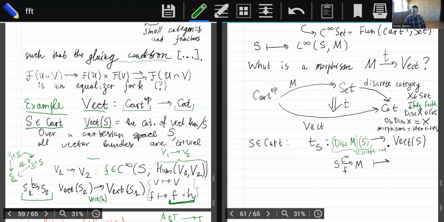on the set. The set of objects is precisely the set of smooth maps. So objects in this category are precisely the smooth maps from S to M. For every smooth map, you have a single object. The only morphisms between such objects are identity maps. And so it's a huge category. It has uncountably many objects, and that's perfectly fine. That's not a cause for concern.